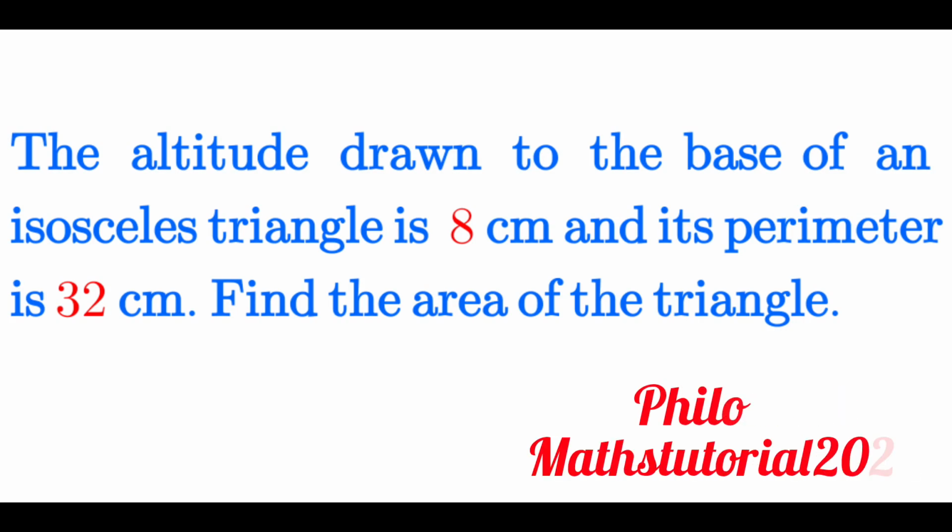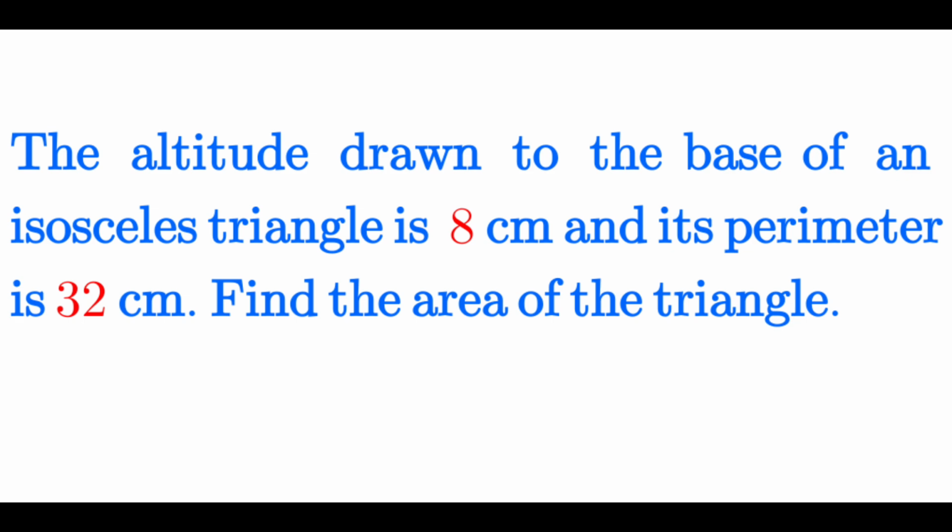The altitude drawn to the base of an isosceles triangle is 8 cm and its perimeter is 32 cm. Find the area of the triangle. Here the altitude of an isosceles triangle is given, which is 8 cm, and its perimeter is also given. We have to find the area of the triangle. So let's begin the solution.